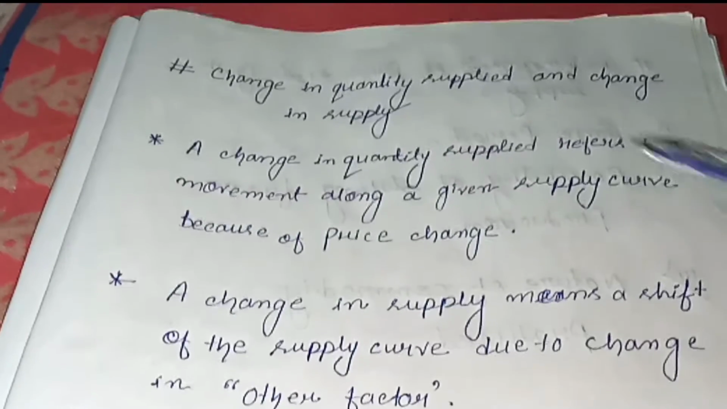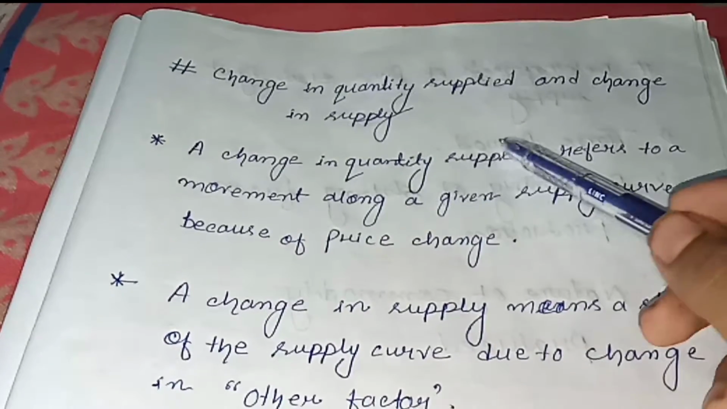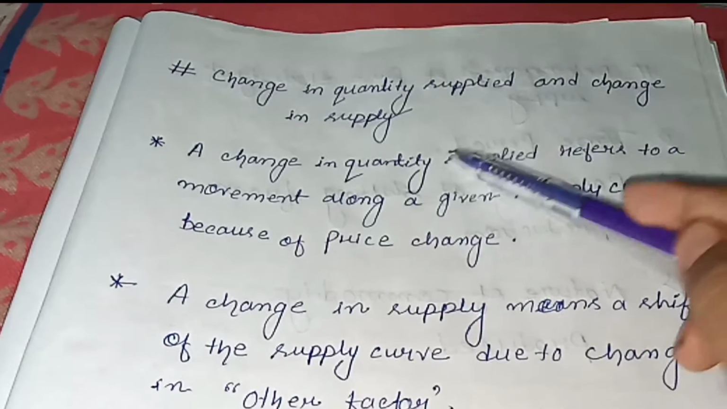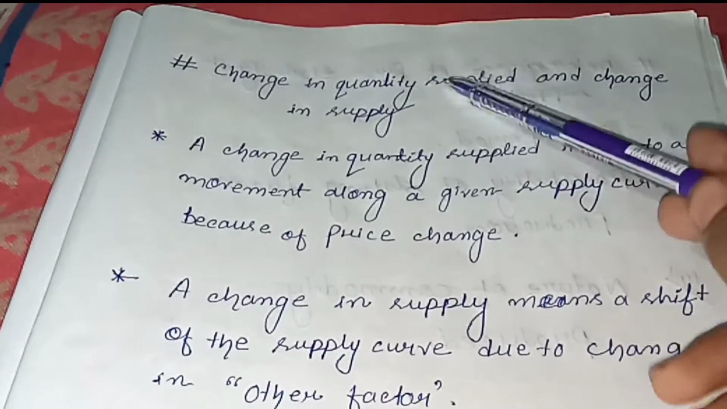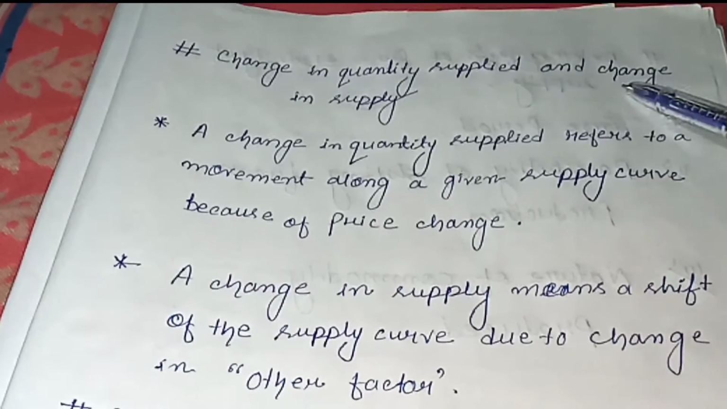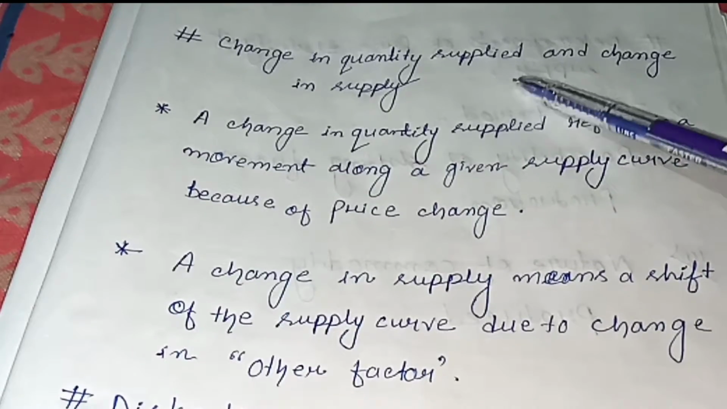Today's video we start. What is change in quantity supplied and change in supply? Change in quantity supplied is also known as movement along the supply curve, and change in supply is also known as shift of the supply curve.